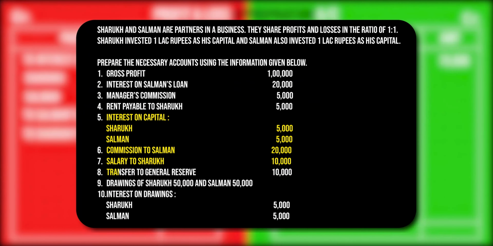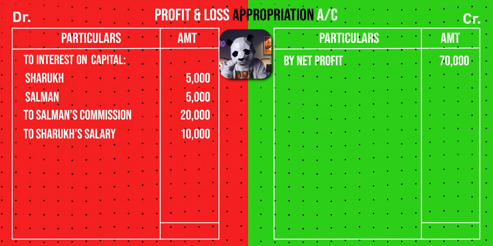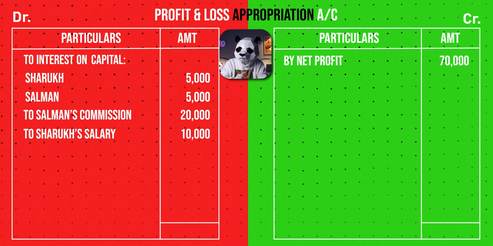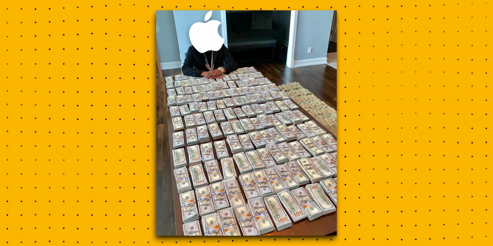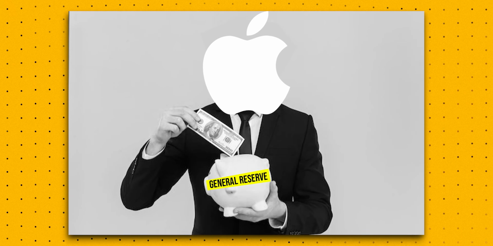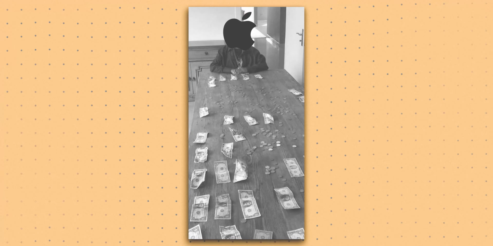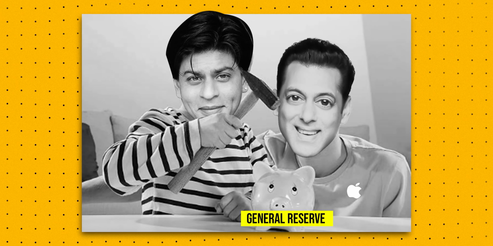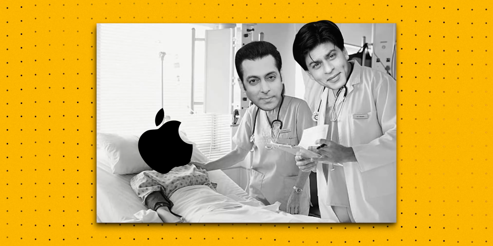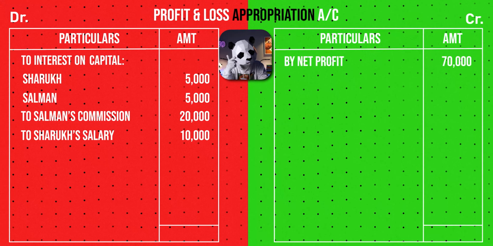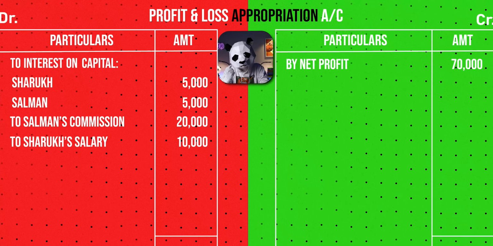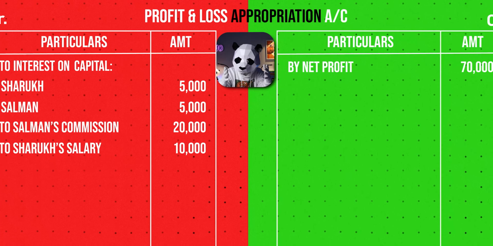The next item, transfer to general reserve 10,000 rupees. Okay, so first let me explain what is a general reserve. Every time when a business makes profit, they have the option to save money so that in case if something bad happens to the business in the future, then they could use this money which was saved in the general reserve for emergency purposes. But keep one thing in mind. In order to save money, first of all, you should have money.